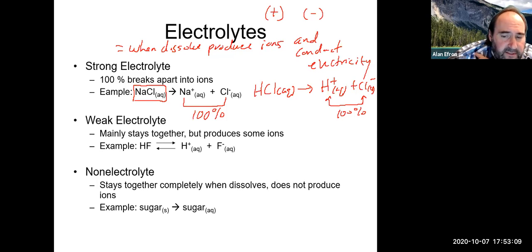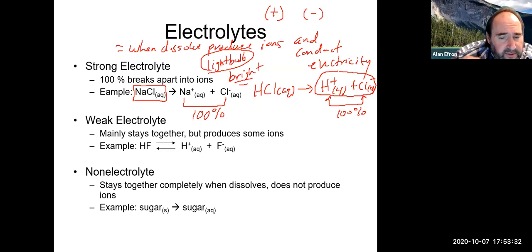And because essentially in that solution, you got pretty much everybody on this side, you got a bunch of ions, it will conduct electricity really well. Usually, if you look at a light bulb, a very common experimental light bulb that has some electrodes hooked up to it, and you stick it into a strong electrolyte solution, you will see the light bulb go off very brightly. Again, because it can conduct electricity really, really well.